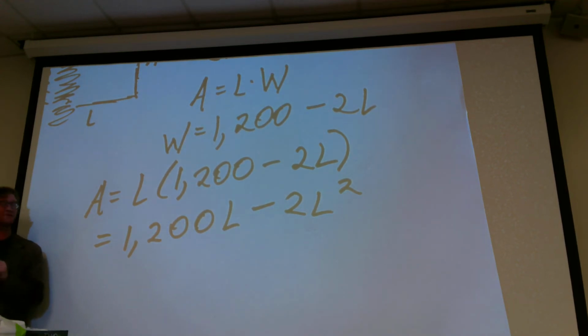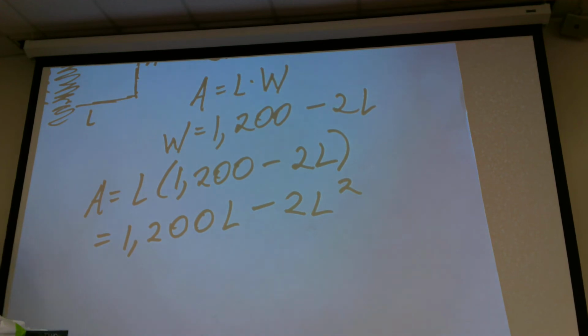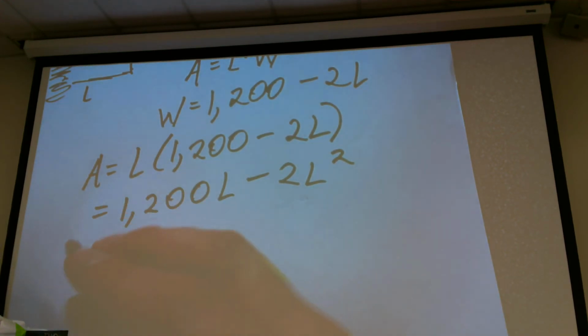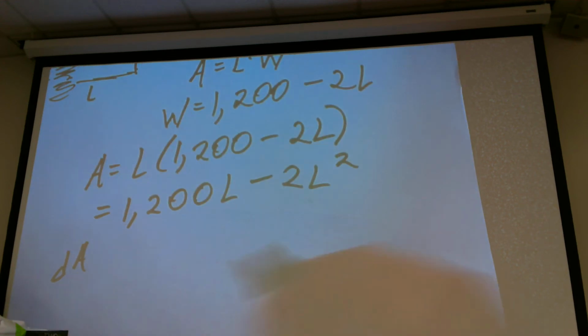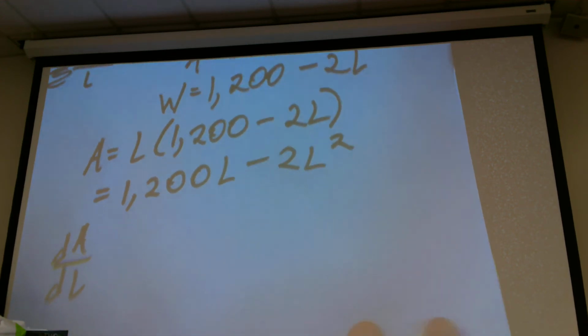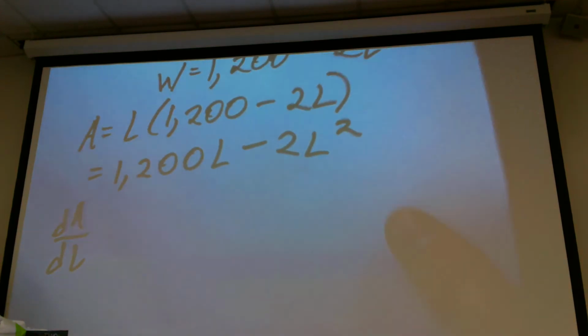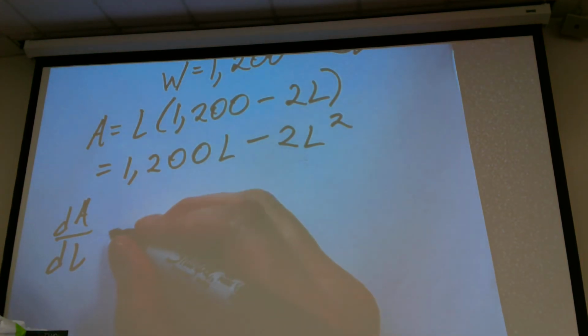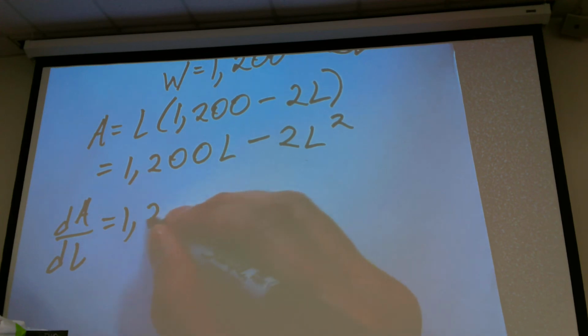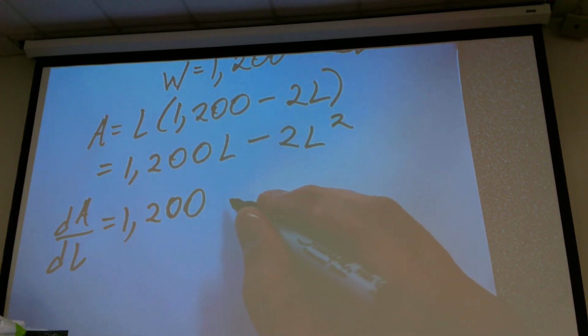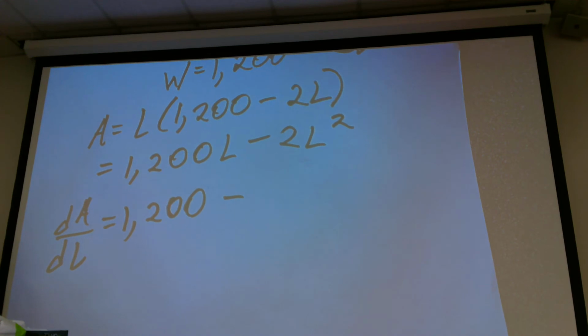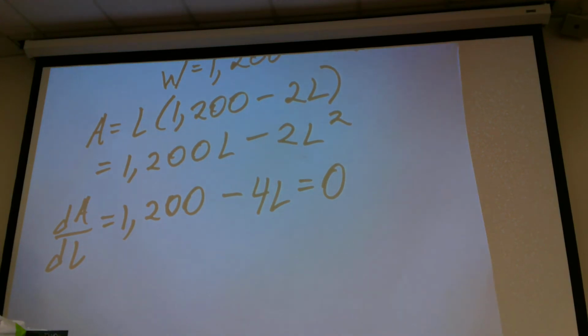So let's take the derivative of the area with respect to L. The derivative of 1,200L is just 1,200. The derivative of L squared would be 2L, so we get an extra 2, so this would be minus 4L. We can set that equal to 0, and now we're going to solve for L.